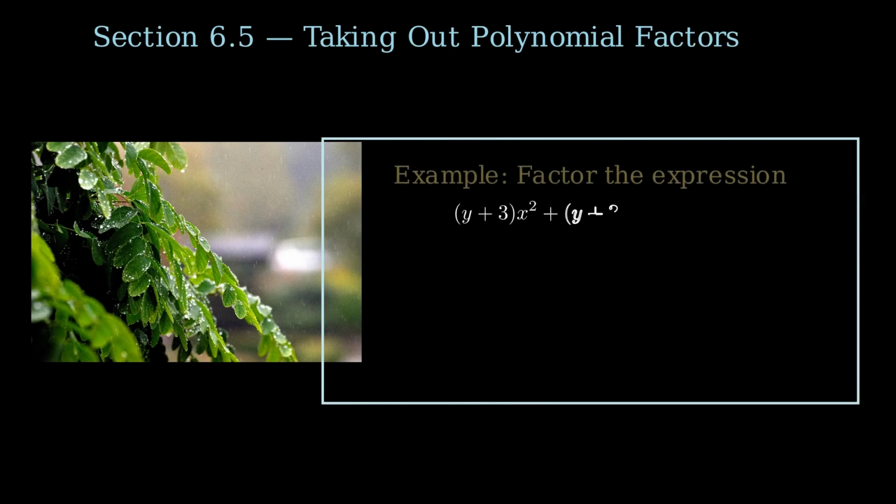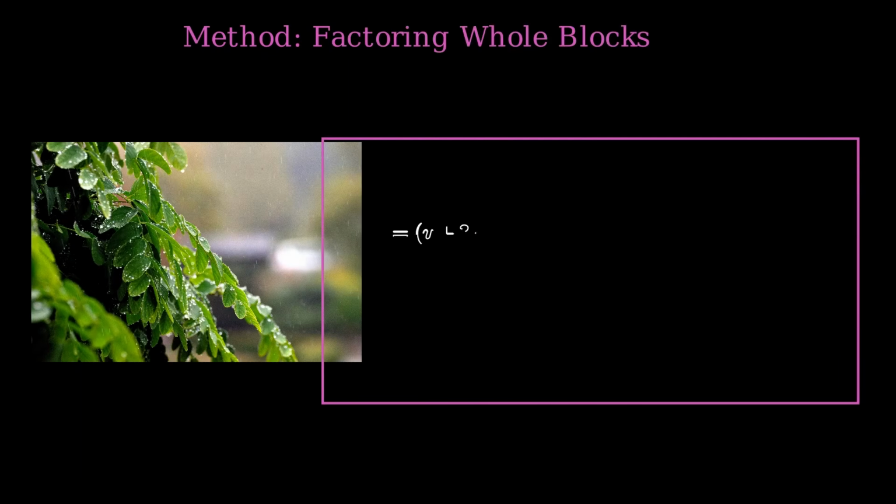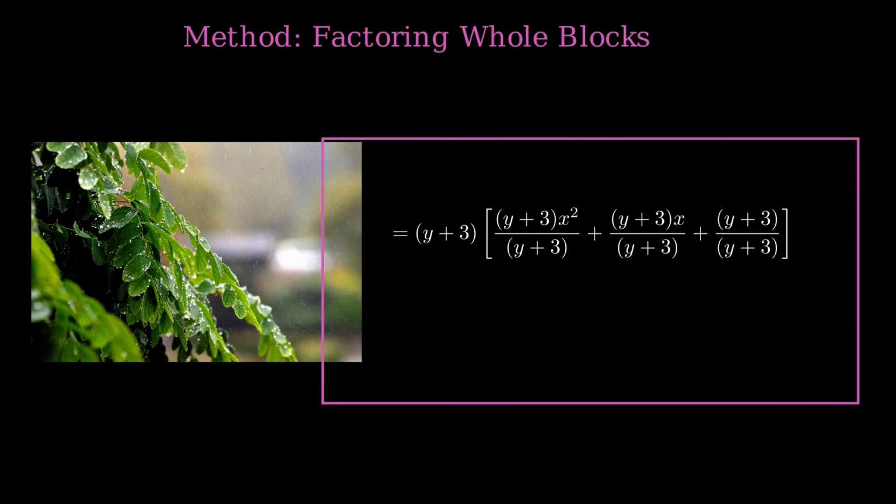We can take out polynomial factors too. Let's look at this expression. Open parenthesis, y plus 3, close parenthesis, times x squared, plus y plus 3 times x, plus y plus 3. Notice that each term contains the exact same polynomial block, y plus 3, as a common factor. To factor this out, we place y plus 3 outside the parentheses, and then divide each original term by y plus 3. This leaves x squared plus x plus 1 inside the block. We have successfully grouped the entire polynomial factor.